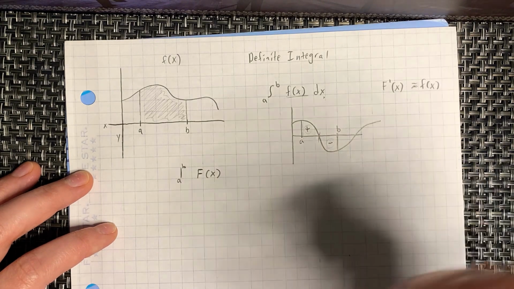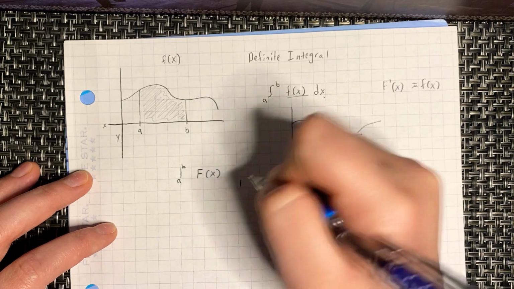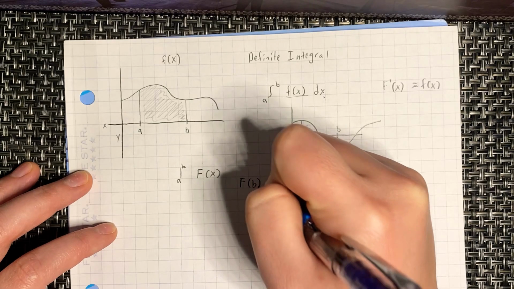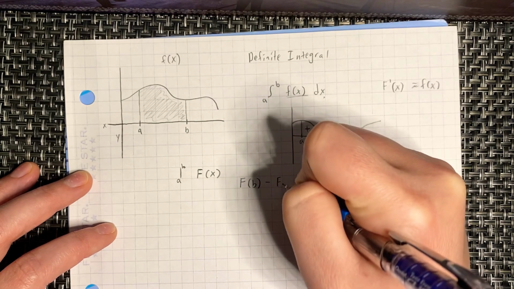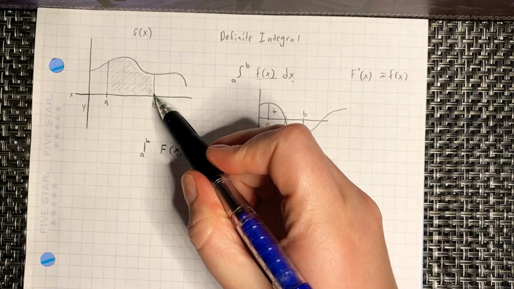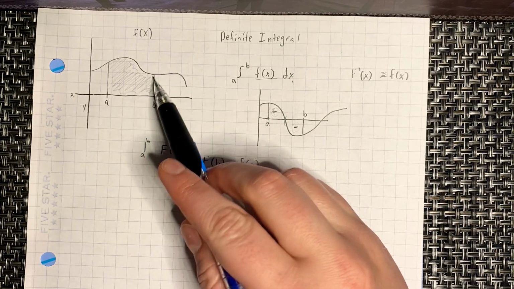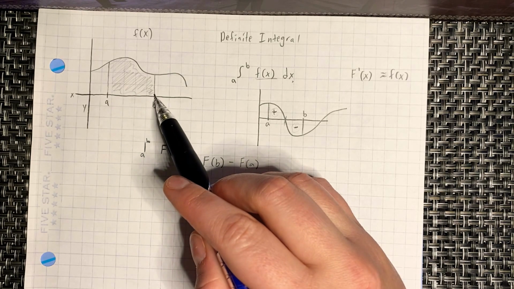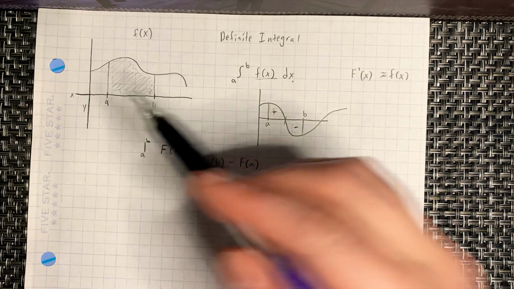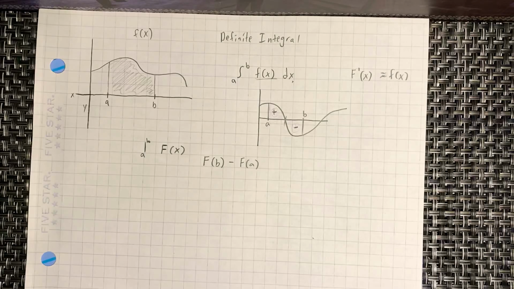So that means I plug in b first. F(b) minus F(a). So it's like we're plugging in this amount, and in this picture it'd be like solving for the entire area from x is 0 to x is b, and then we subtract out the part to a. So that way you find the area between a and b.